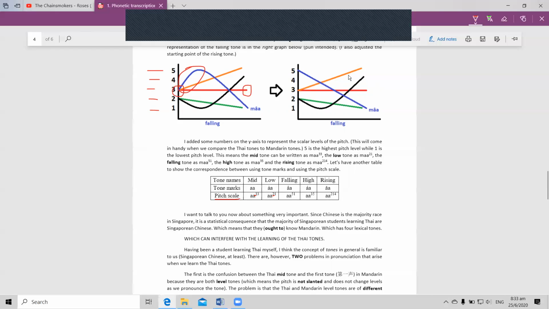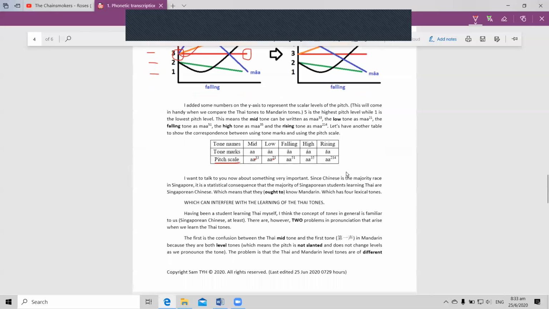Ma. Right? Ma. Rising tone, it goes down and goes up. That's why there are 3 numbers. First, it begins at level 2, and then it drops to level 1, and then it rises to level 4. So it's 2, 1, 4. Ma. Something like that.